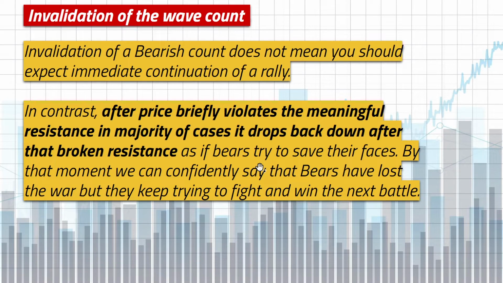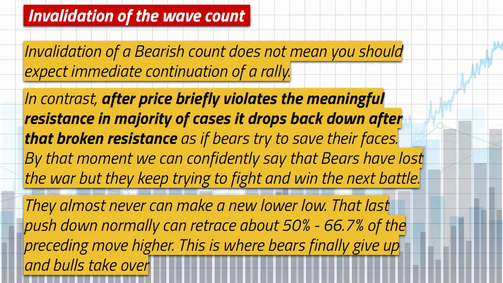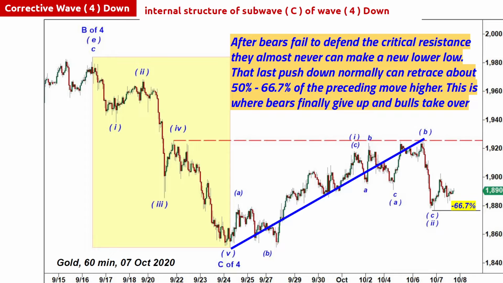When it happens, you just wait for a fake move down and then you can go long. Almost never after invalidation of the bearish count can bears make a new lower low. That last push down, that fake move down, normally can retrace about 50 to 66.7% of the preceding move higher. This is where bears finally give up and bulls take over. Let me show you what I mean.